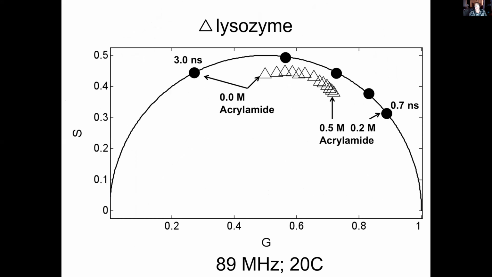Here's lysozyme, which has 6 tryptophans. It's inside the universal circle, but I don't care how many tryptophans, I get 1 point, and we see that we can go inside the universal circle, but to the right as we add acrylamide.